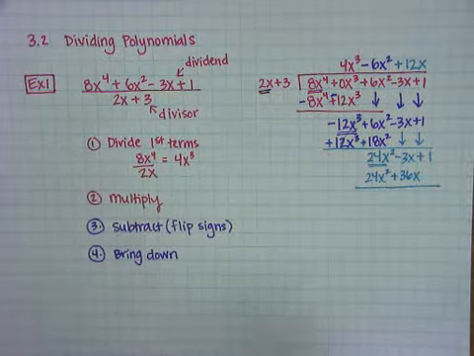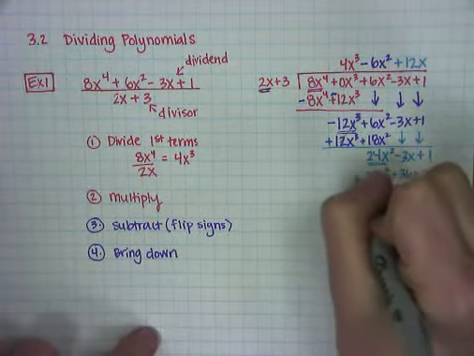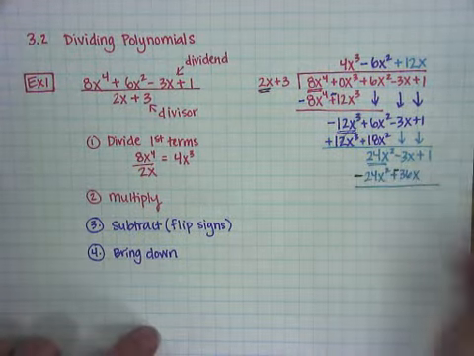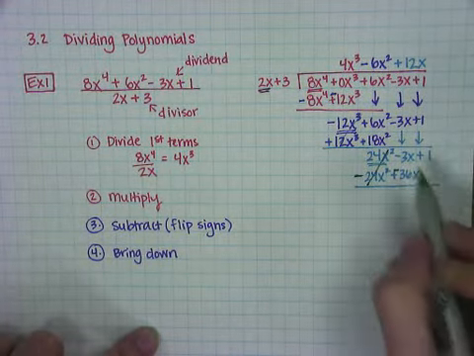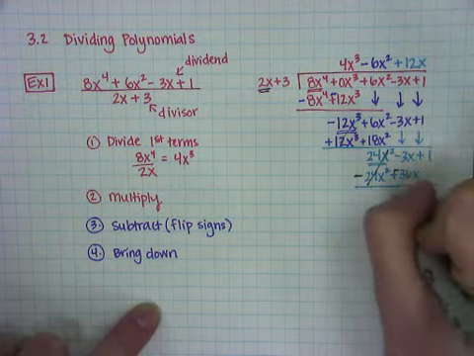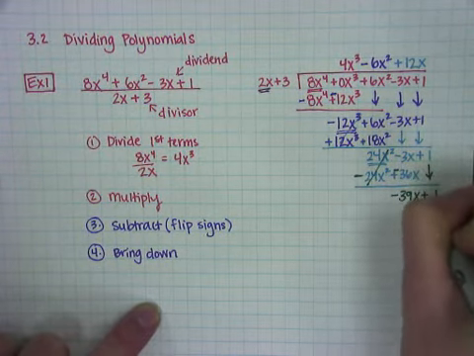So I divided, I multiplied, now I'm going to subtract, which flips the signs. So this guy's going to become a minus and a minus. They're going to cancel just like they should. I have a minus 3 and a minus 36 is a minus 39x. And I'm going to bring down my plus 1.